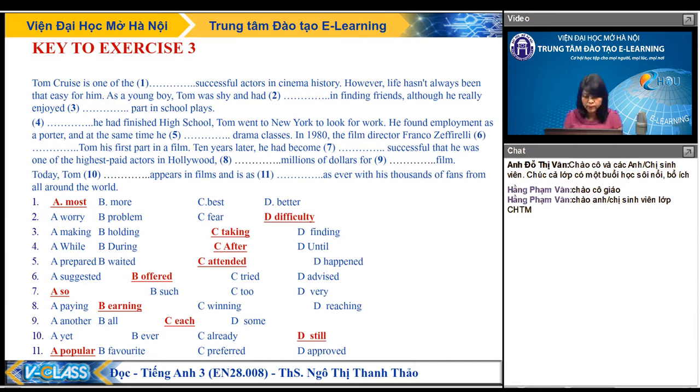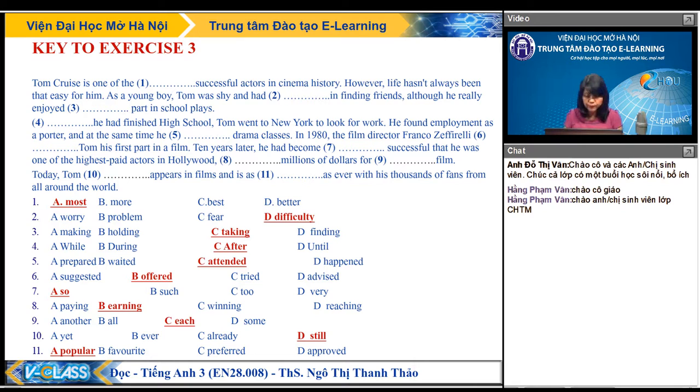What about number 6? In 1980, the film director Franco is the subject of the sentence. Alright, so what is it? The missing one here is a verb. All the suggested answers here are verbs. Which one is the most suitable one? Offer, right? So offer somebody something. Offer Tom his first part in a film.